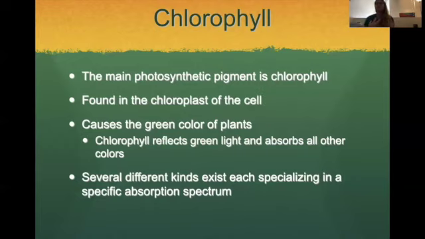So the color that you perceive is actually the color that's being reflected by something to your eyes. So my shirt, if it wasn't like this dark cave in our office, would be green, which means it's reflecting green to your eyes. The top bar of this slide is yellow, which means it's reflecting the yellow to your eyes and absorbing all other colors. Several different kinds exist, each specializing in a specific absorption spectrum. The two that we most focus on are chlorophyll A and chlorophyll B.